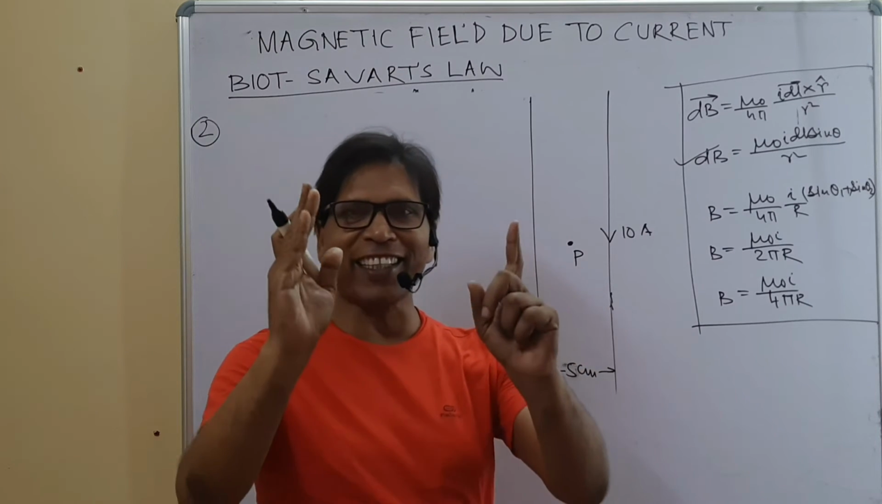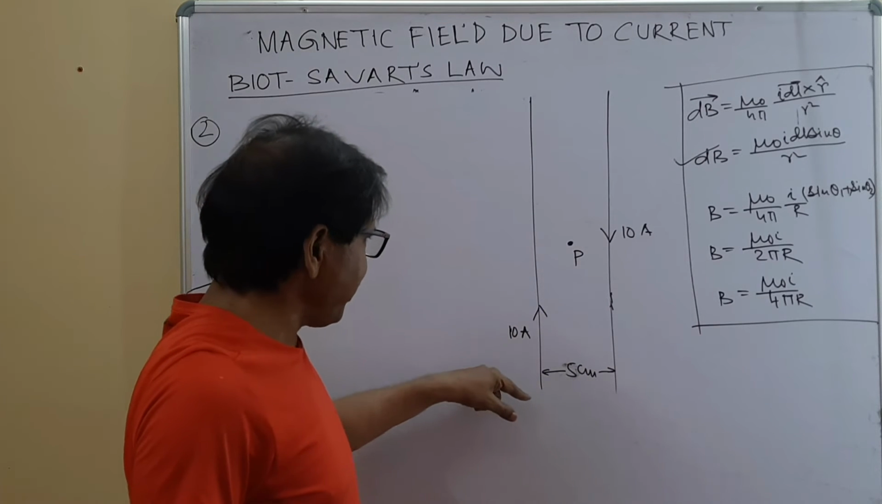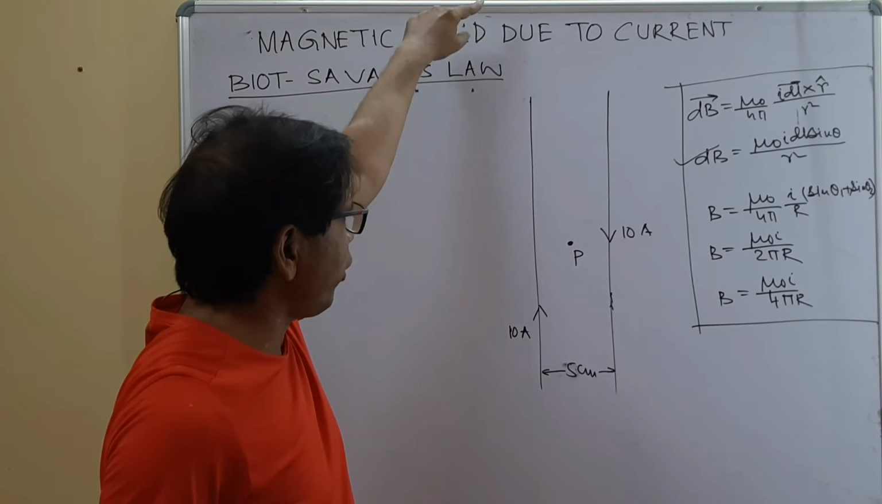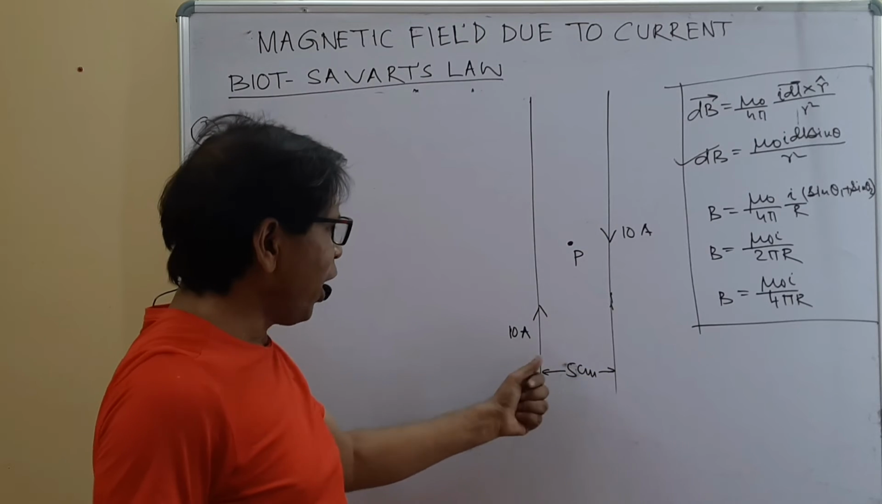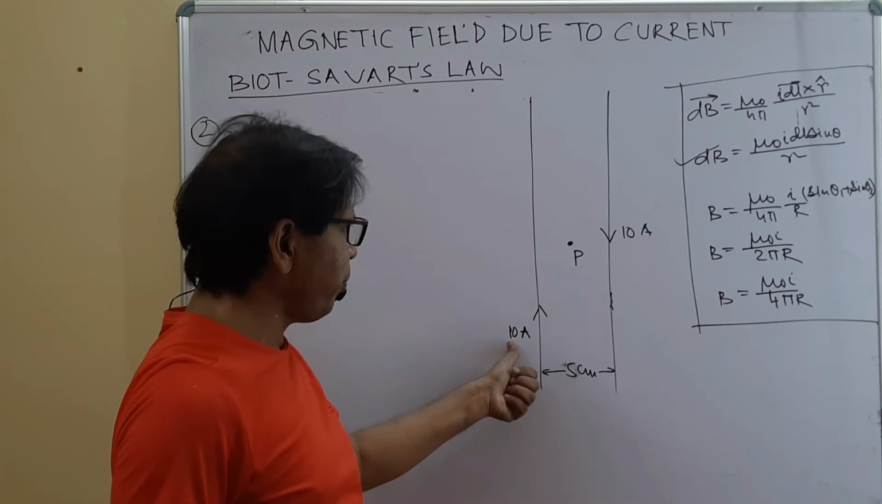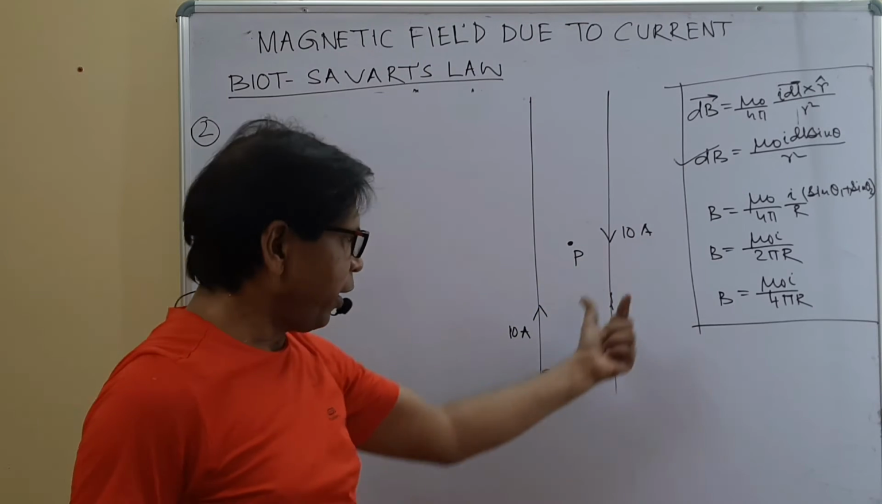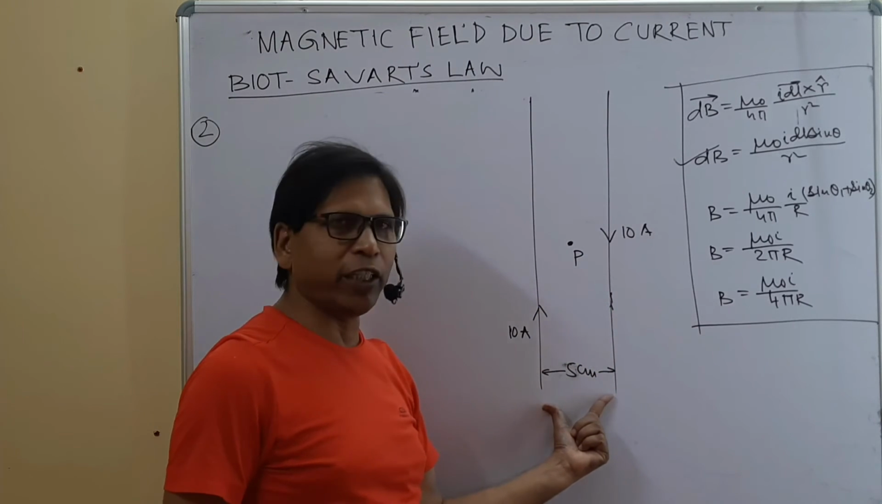Look at the next numerical. This is an infinitely long straight conductor and this is also an infinitely long straight conductor. The current through this conductor is 10 ampere and this is also 10 ampere. The distance of separation is 5 centimeter.